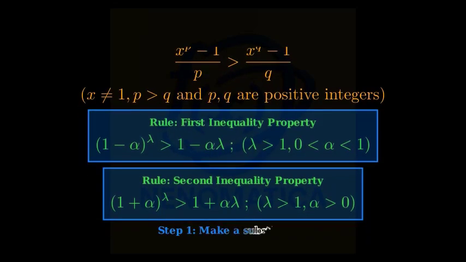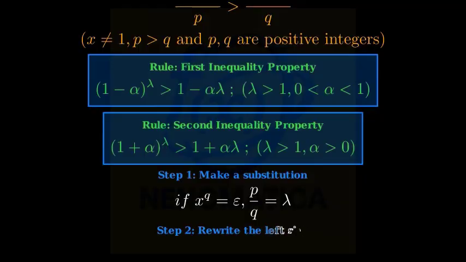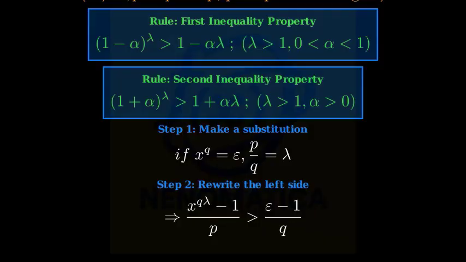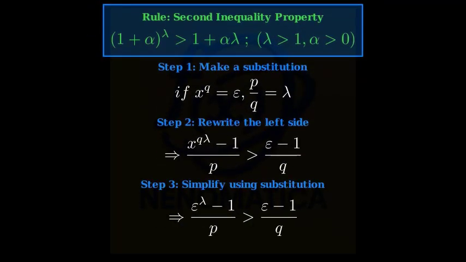Let's start by making a substitution. If we let x to the power q equal epsilon, and p divided by q equal lambda, we can simplify our original inequality. Now, let's rewrite the left side of our inequality using these substitutions. The term x to the power p can be rewritten as x to the power q lambda, which equals epsilon to the power lambda. Next, we continue simplifying using our substitutions.